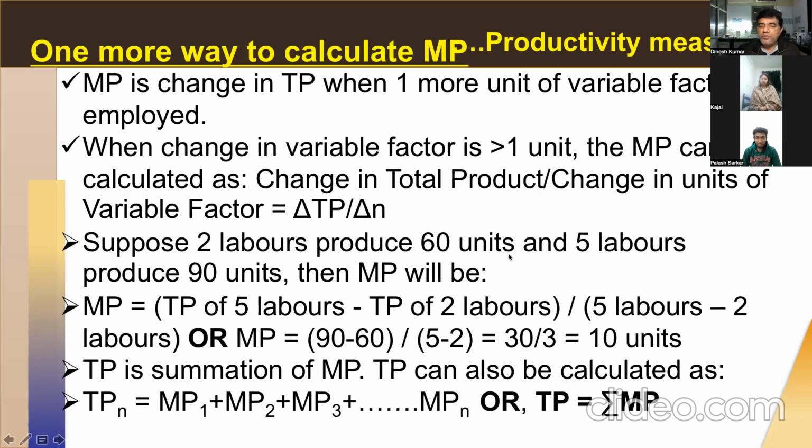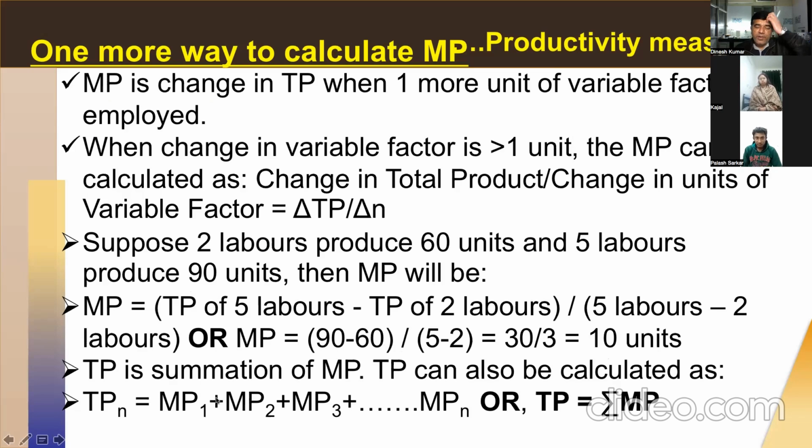Suppose 2 laborers produce 60 units and 5 laborers produce 90 units. Then MP can be calculated. MP is equal to TP of 5 laborers minus TP of 2 laborers divided by 5 laborers minus 2 laborers. Or MP is equal to 90 minus 60 divided by 5 minus 2. 30 by 3, so it comes out to be 10 units.